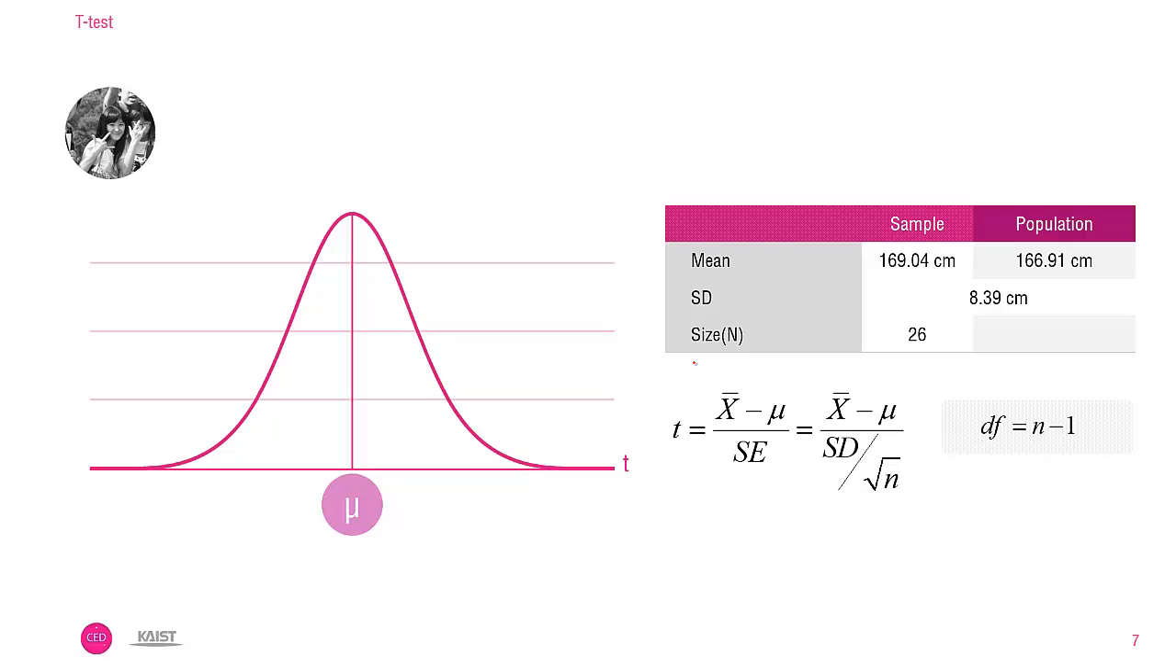Let's consider this example. I measured the height size of 26 students in my class. The average height was 1.69 m, and the standard deviation of this sample was 8.39. Don't panic. I measured both male and female students.